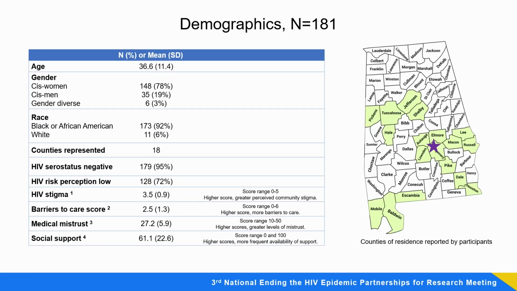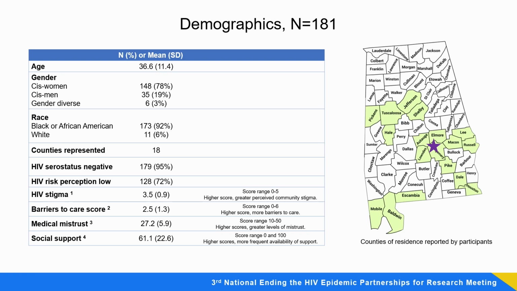Apologies. So we recruited 181 clients to participate with a mean age of 37 years. Most participants were women and identified as Black or African American. Risk perception was low for most. HIV stigma, barriers to care, and medical mistrust scores were mid-range. Social support was 66 on a 0 to 100 scale.